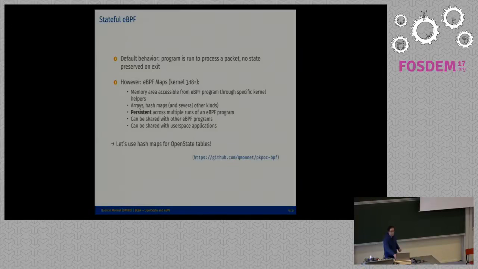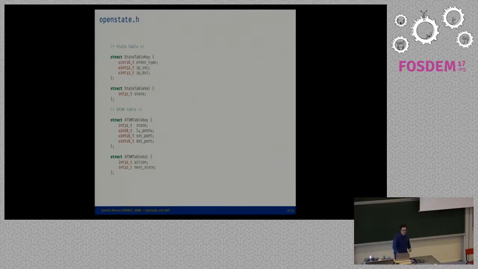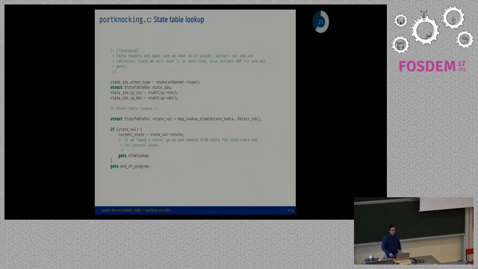The code corresponding to this is on GitHub if you want to have a look at this in more detail. I use the first file, which is my header file, OpenState.h, in which I have the key and value structures for the state tables. I'm using ether type, IP source, IP destination, and my state table will return a value for the current state of this flow. I also have the XFSM table below, so I will match on, again, properties I want for the event, and also the state I got from the first table. And then this second table will return both an action to perform on the packet and the next state to update the first table.